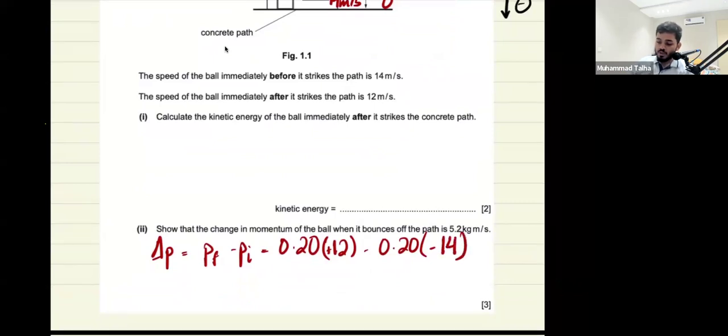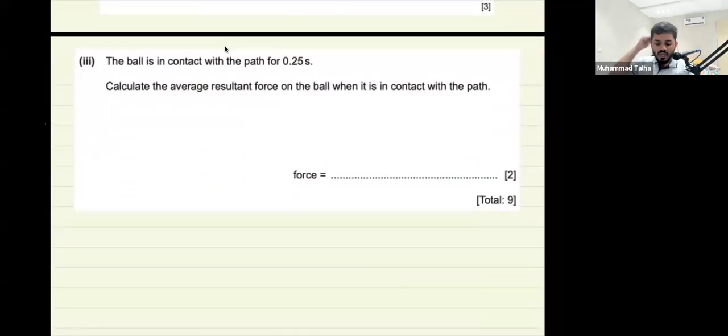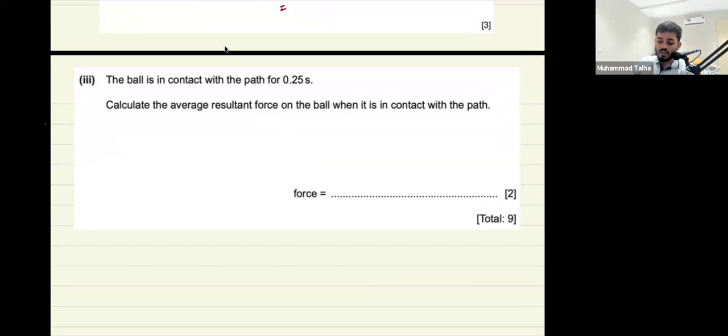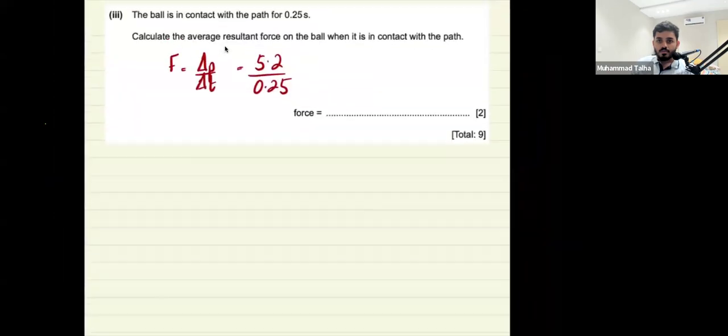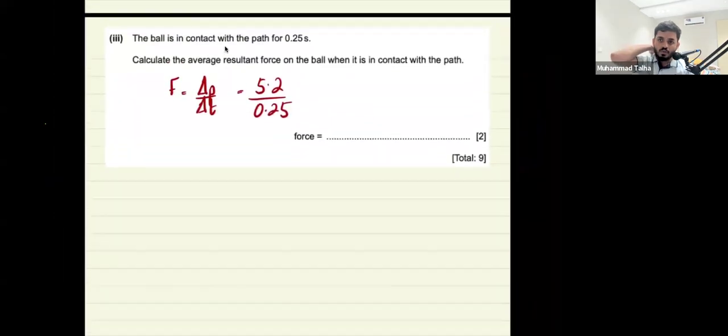So this basically becomes 0.2 times 28, which does turn out to be, sorry, 0.2 times 26, which does turn out to be exactly 5.2 kg meter per second. Again, once you find this out, finding the average resultant force is not a problem either. Just use this. You have 5.2 from the previous part. Divide this by 0.25, you get your answer. All right, I know I'm going fast, but it's just because I want to leave enough time at the end so you guys can ask questions of your own. So this should be 20.8 if I'm not wrong.